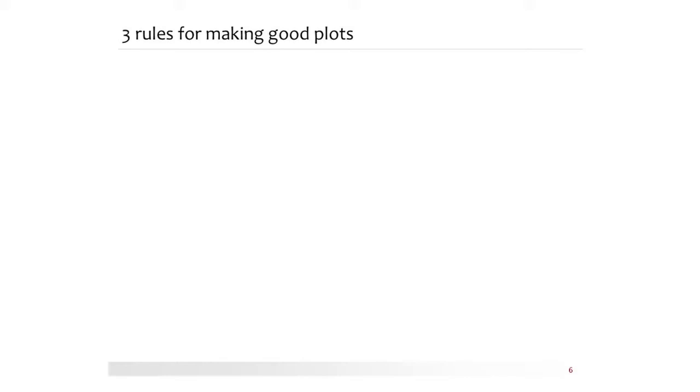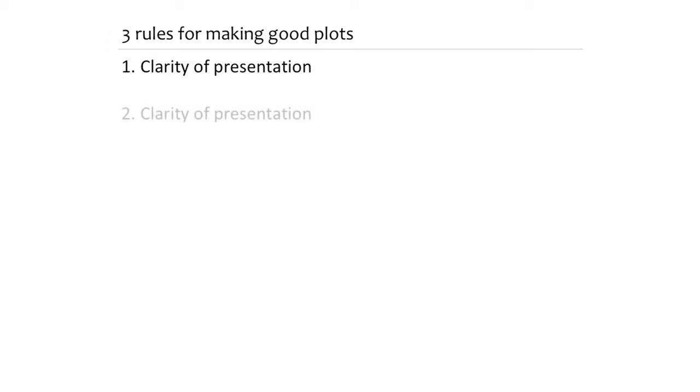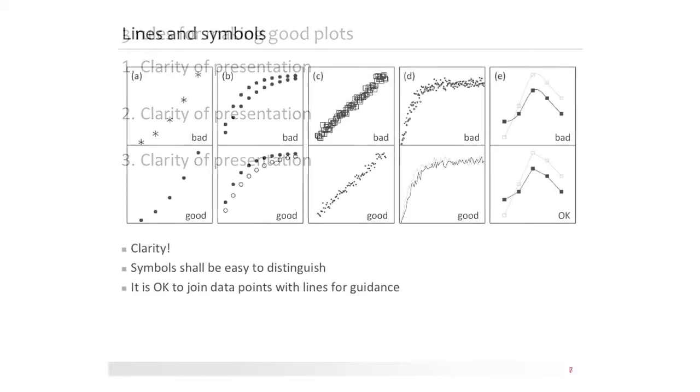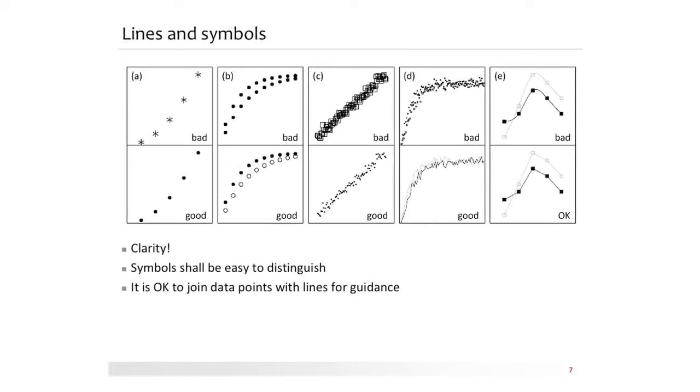So let's first try to have an overview. I will give you three general rules of making good plots. What you need to keep in mind is clarity of presentation. That's the first rule. The second rule is clarity of presentation. And the third rule is clarity of presentation. If you keep this in mind, everything will be fine. And just follow your instincts, and you can probably make a very good plot. There are a few examples of how clarity comes into it.